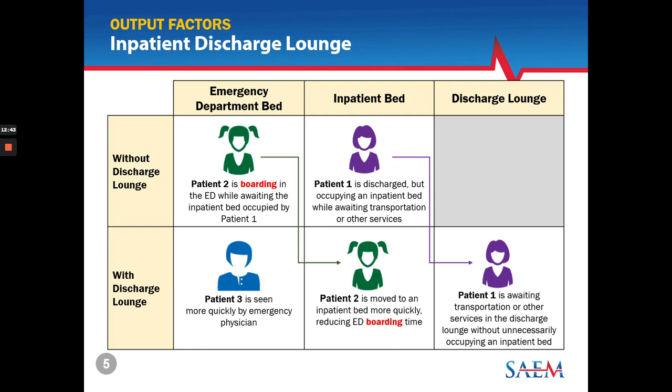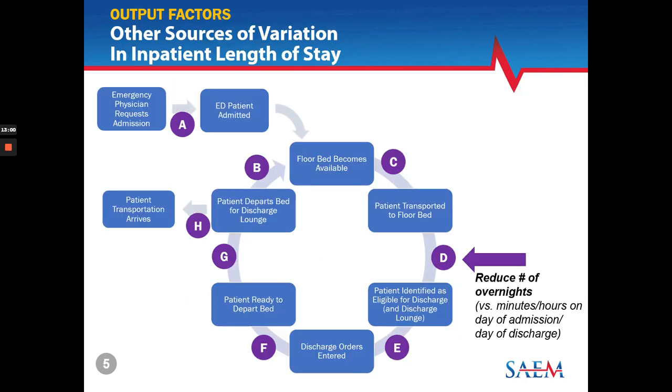And in this case, you can see that if we move patient 1 who's discharged but just waiting for a ride, if we move that patient over to the discharge lounge, it allows us to get the green patient who's boarding in the ED upstairs, and then allows us to use that room or that bed to see a new patient in the emergency department.